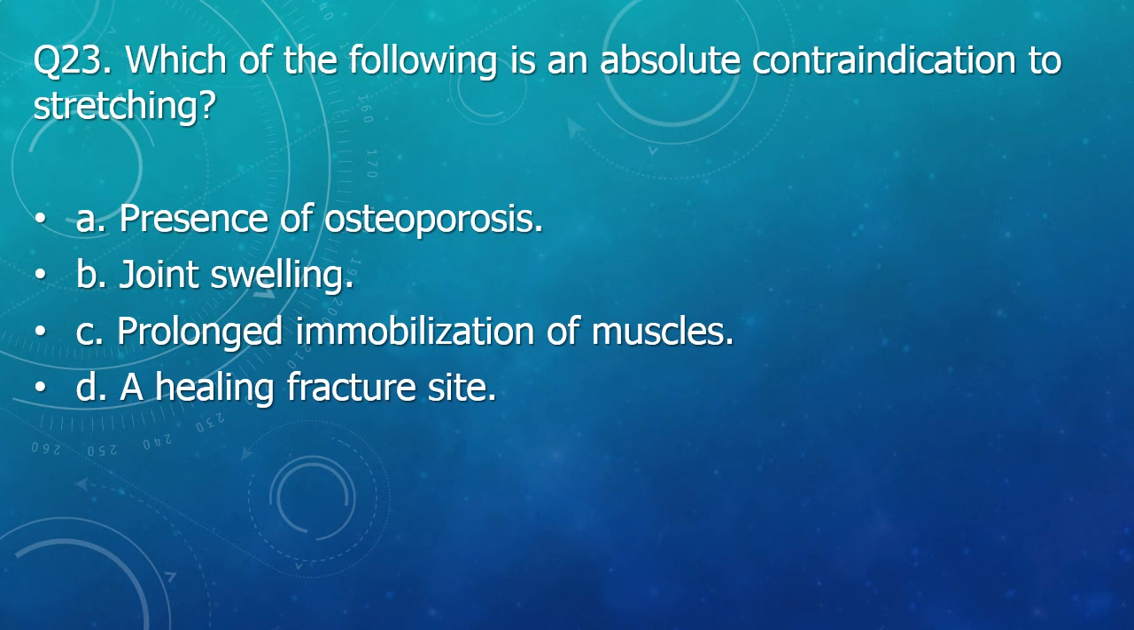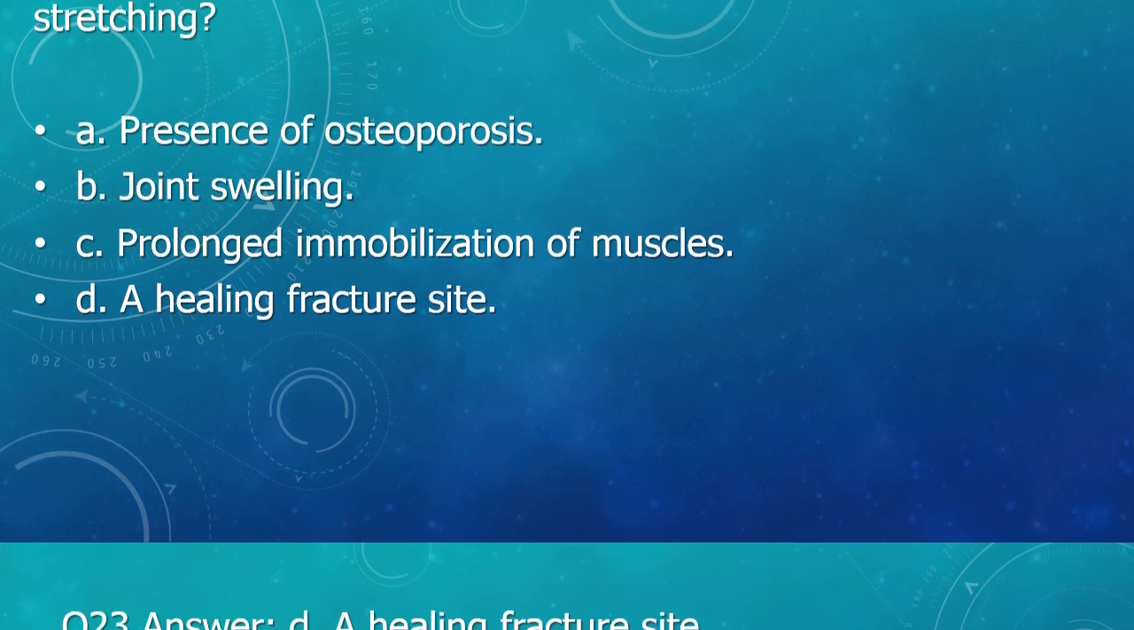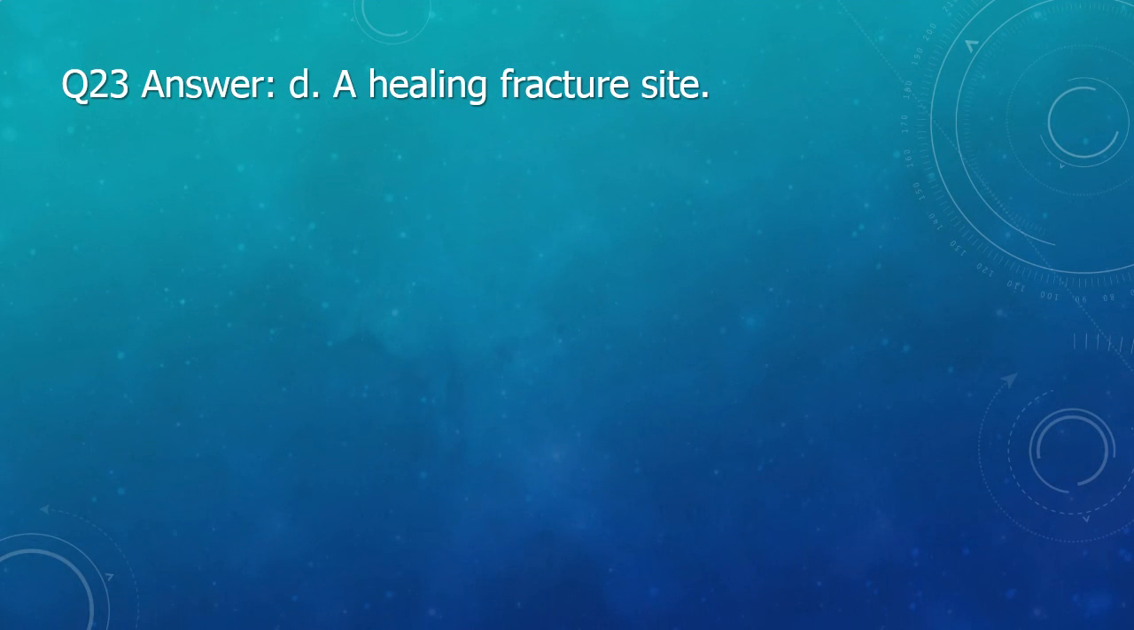Question 23. Which of the following is an absolute contraindication to stretching? A. Presence of osteoporosis. B. Joint swelling. C. Prolonged immobilization of muscles. D. A healing fracture site. Question 23. Answer D. A healing fracture site.